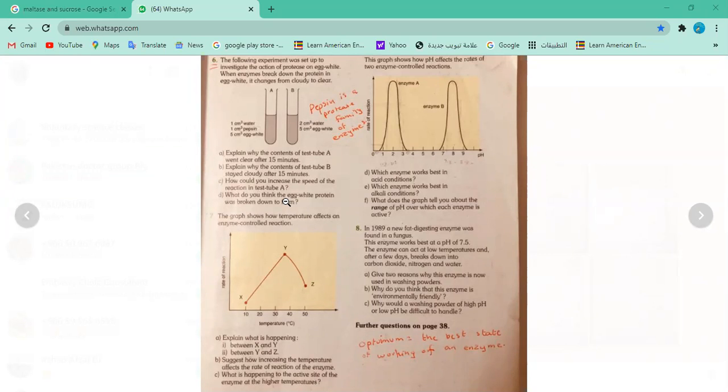That's true. pH has a variable effect. It depends on the nature of the enzyme. But pepsin is available in the stomach, so in an acidic environment it should probably work faster than in an alkaline environment. Okay. What about part D?